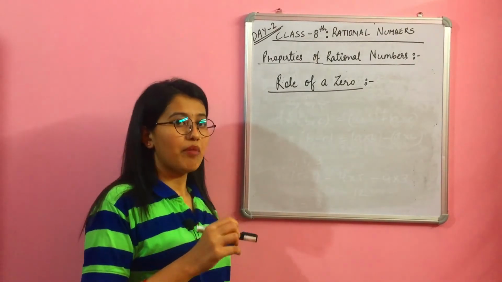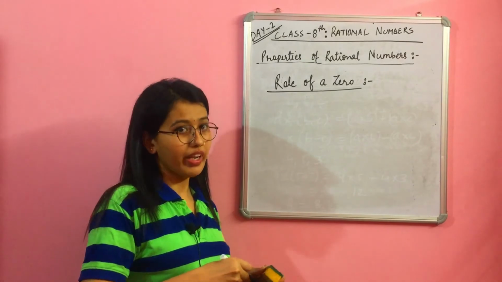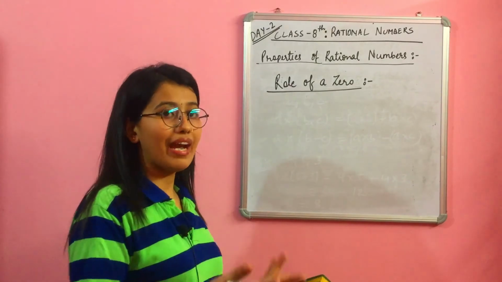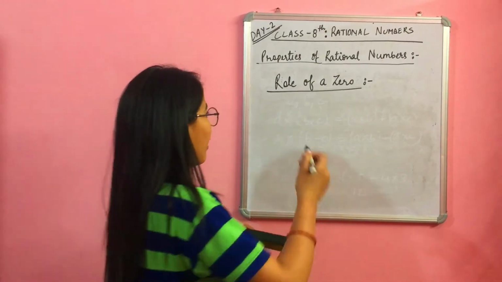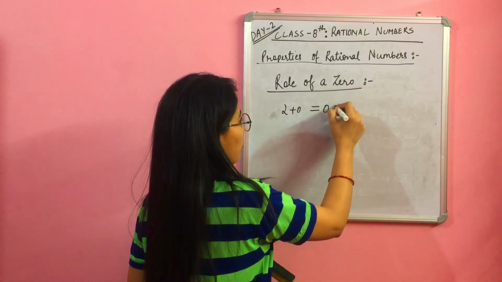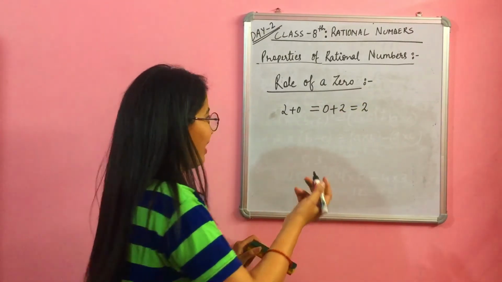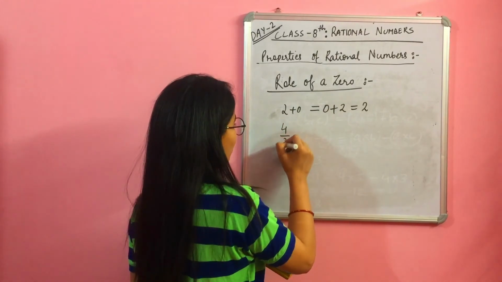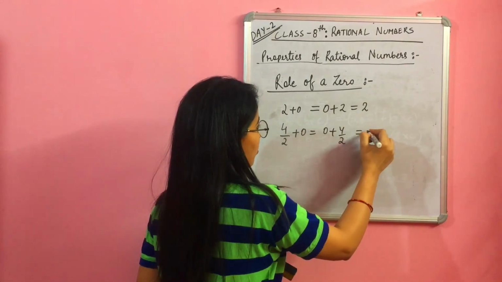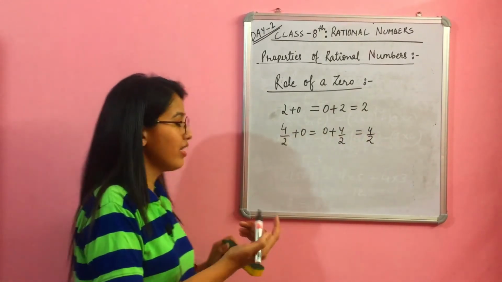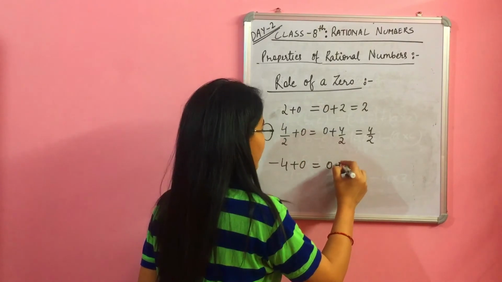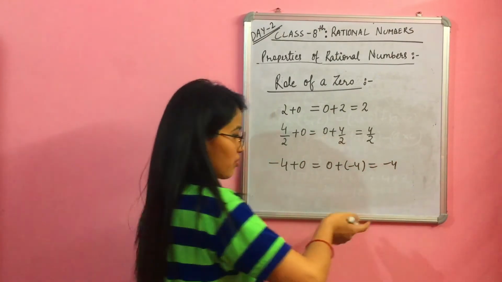The last topic of this chapter, rational numbers, is the role of zero. Role of zero means whenever we add a number to zero, what we get is the number itself. Similarly, if I am adding, let us say, 2 plus 0 or 0 plus 2, it will give you 2 itself, right? Let us take a rational number as well. 4 upon 2 plus 0 is equal to 0 plus 4 upon 2 is equal to 4 upon 2 itself, right? Let us check in the case of integers as well. Minus 4 plus 0, or 0 plus minus 4, will give you minus 4 always, right?